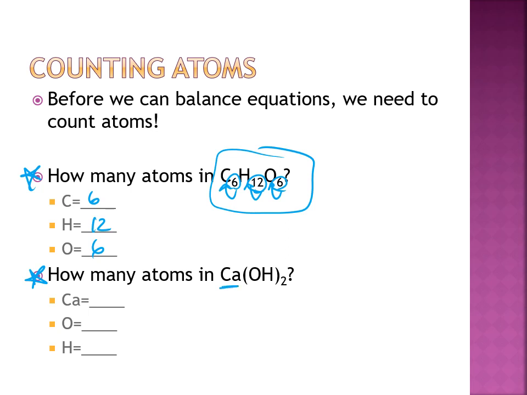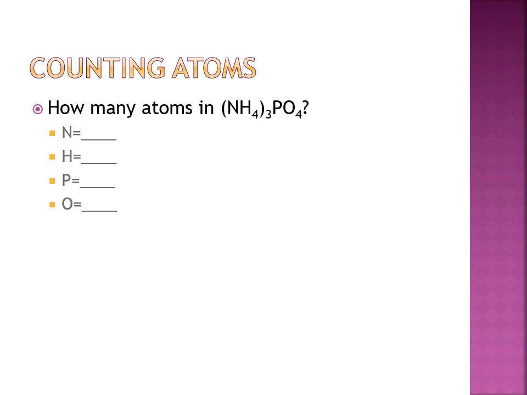So calcium's easy. There's only one, because if there's not a number, it's an invisible one. Oxygen and hydrogen, be careful. Those parentheses, again, kind of like in math class, we're going to use distribution property. I have 2 oxygens and 2 hydrogens. So do make sure that you're thinking about that distribution piece when we're looking at our subscripts outside of parentheses with our polyatomic ions. All right, this one is yours to do on your own, my friends.